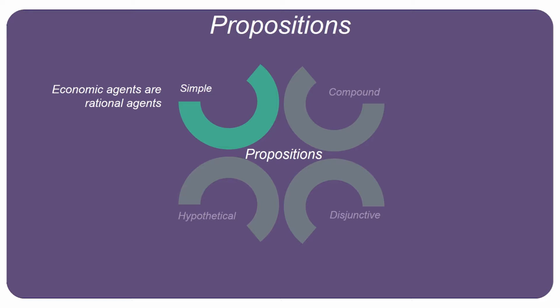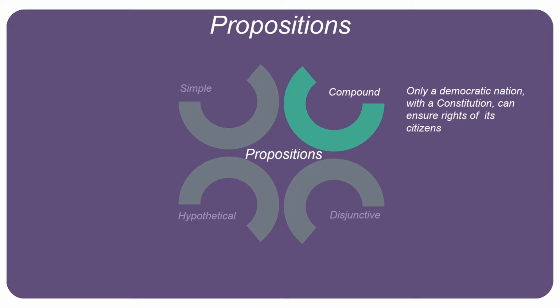For example, there are simple propositions. Take the example, economic agents are rational agents, which can be true, which can be false, which can be tested, which needs to be tested. Similarly, you have compound propositions. For example, only a democratic nation with a constitution can ensure the rights of its citizens is an example of a compound proposition.